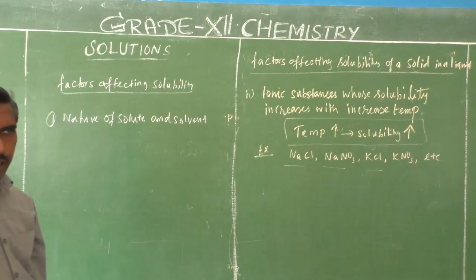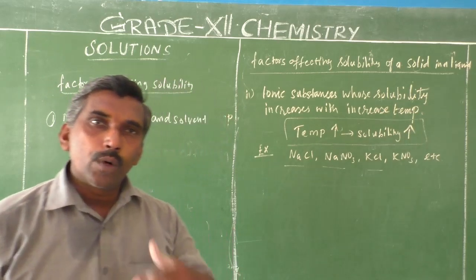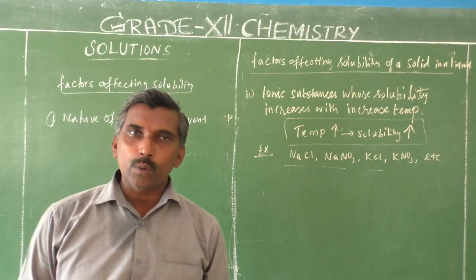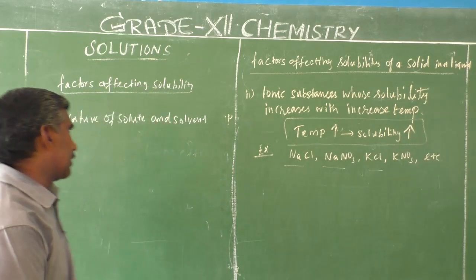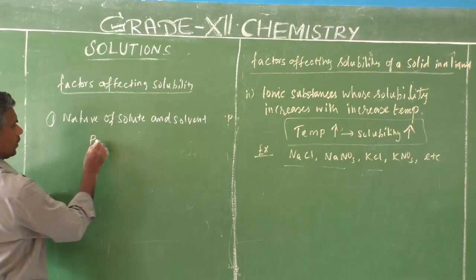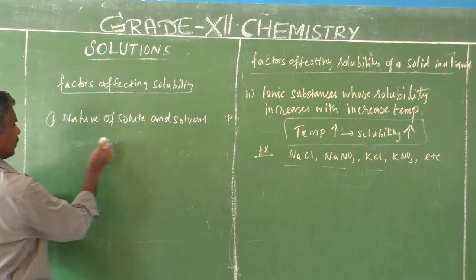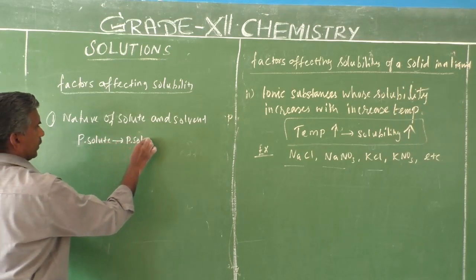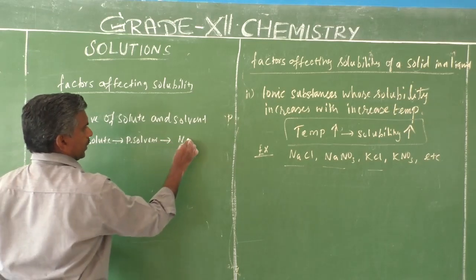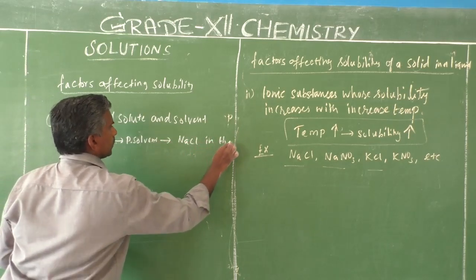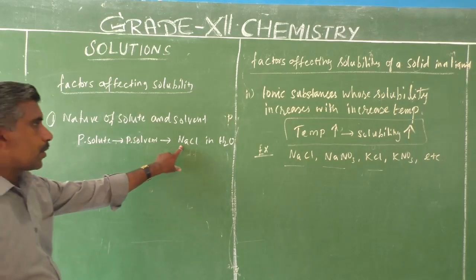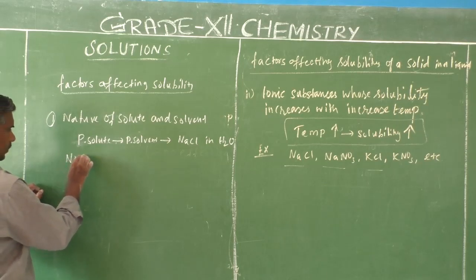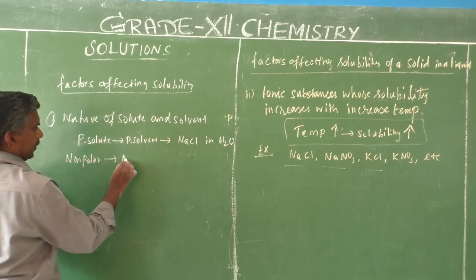That is, like dissolves in like. Polar solute only dissolves in polar solvent. Non-polar solute only dissolves in non-polar solvent. Example, sodium chloride in water. Here a polar solute dissolves in a polar solvent. Non-polar only dissolves in non-polar solvent.